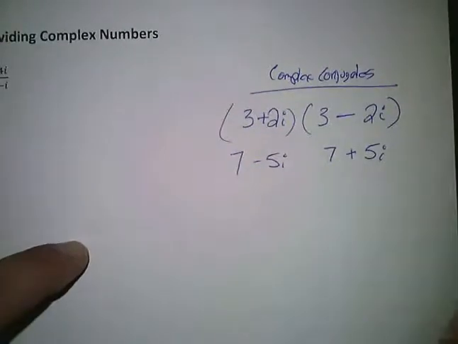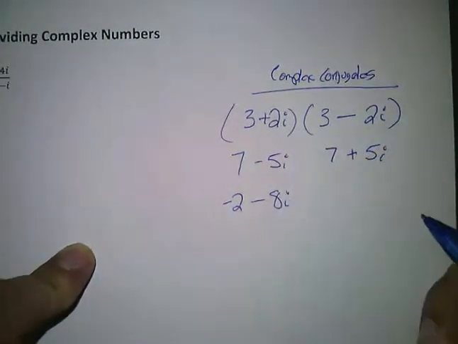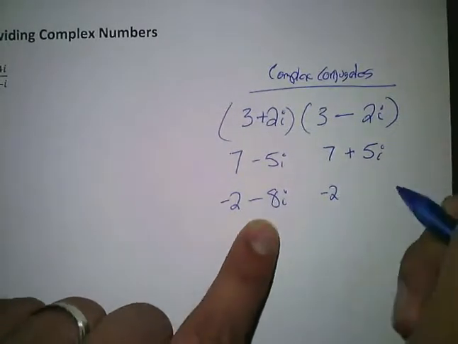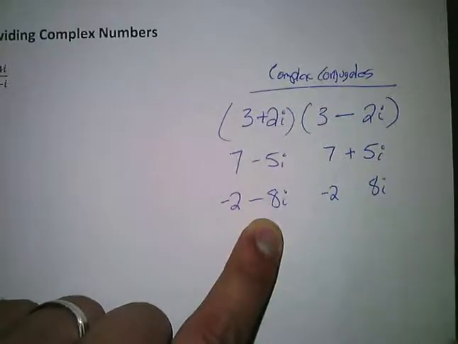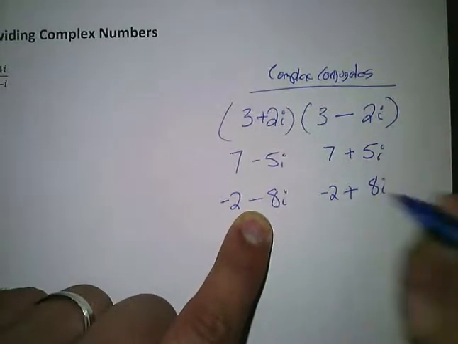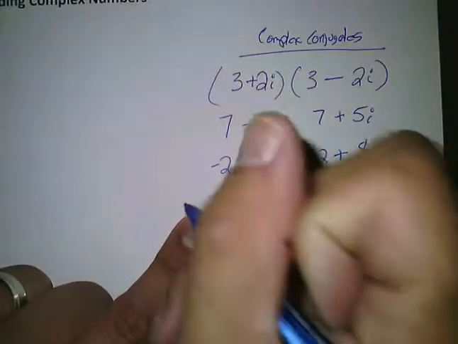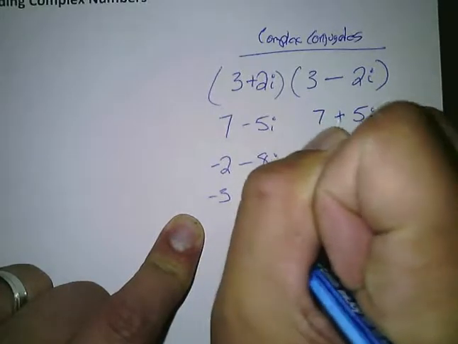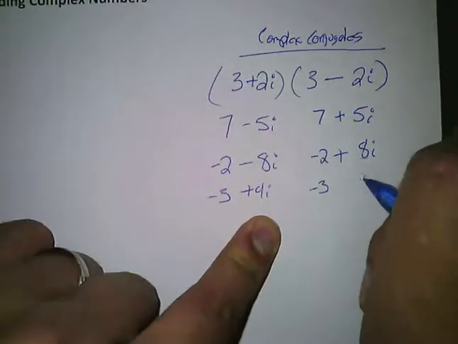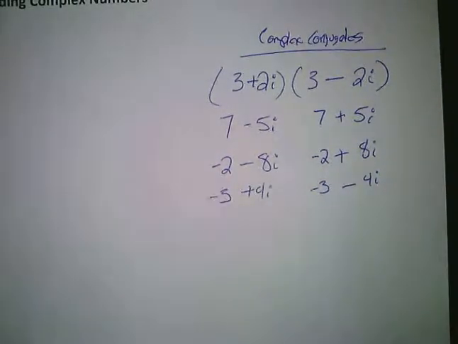Another example of a complex conjugate, if we had negative 2 minus 8i, this one tricks kids out. Keep the negative 2, keep the 8i. The focus is entirely on the middle. We had a subtraction, so now I have an addition. And one final example, just to cover all possibilities, is what if I had negative 3 plus 4i? Keep the negative 3, keep the 4i, but change the addition to a subtraction.